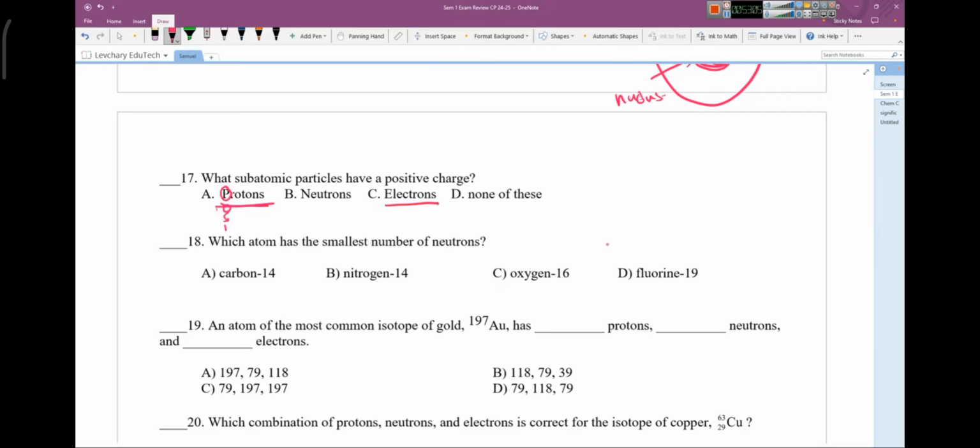And electrons' charge is negative. And neutrons are neutral, right? So neutrons are neutral, which means they do not have charge. The charge is zero. Fine? The charge is 0. Fine. And the 18th one.